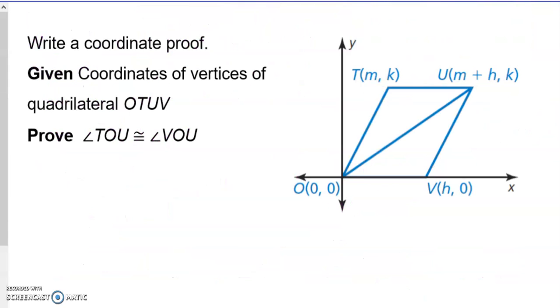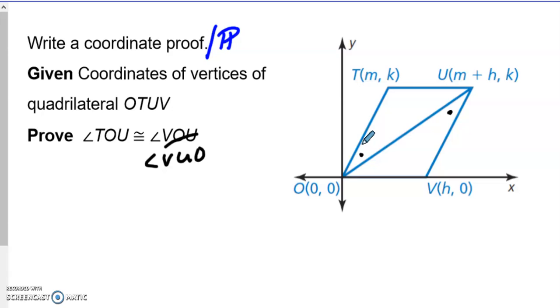So again, when we do another coordinate proof, this is really kind of a mix between a coordinate and a paragraph proof. All we are given on this one are the vertices of the quadrilateral, O, T, U, V. And there is one mistake on here. I would like you to correct that before we go any further. This should be angle TOU is congruent to angle VUO. So we're looking at this angle here, VUO, congruent to angle TOU.